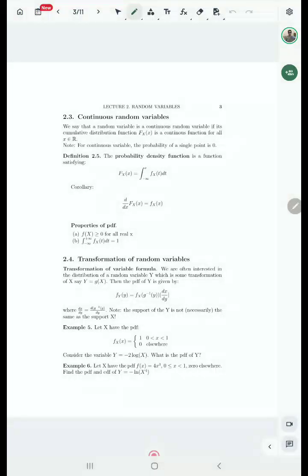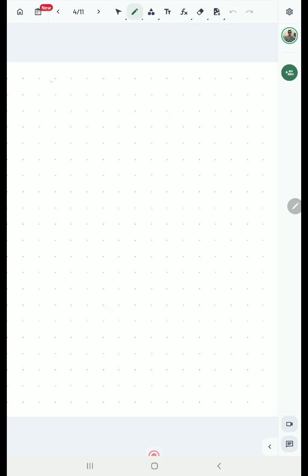Hello everyone. Let's solve example 6 from lecture 2. Here we have to apply the transformation technique to get the PDF of y from the PDF of x. And the PDF of x is given here. PDF of x is equal to 4 times x cubed if x is in between 0 and 1, and 0 otherwise.